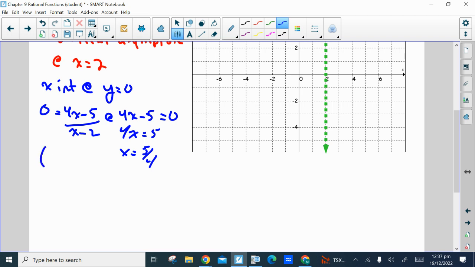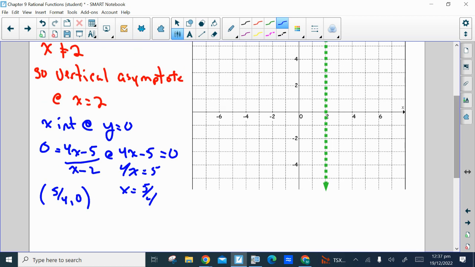It is at the point 5/4, comma 0. So we can put that on our graph. 5/4 is 1 and 1/4. So approximately right there. Right? We can find our y-intercept.